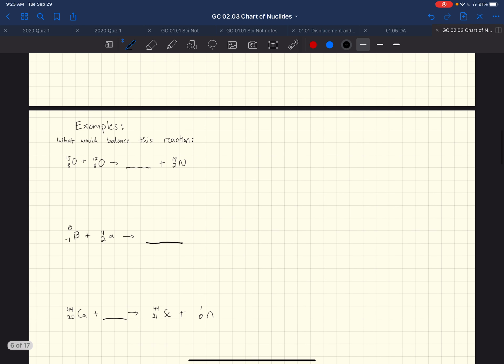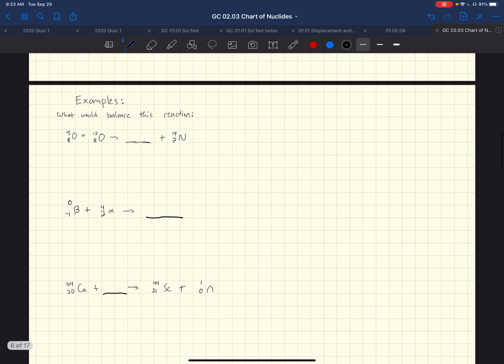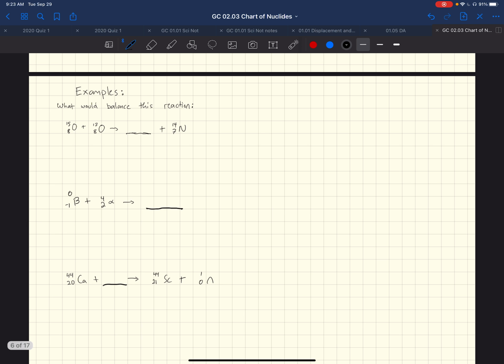So here are some examples. So I want you, at this point, to pause the video. And I actually want you to pause the video and see if you can figure out what goes in these spaces. Okay?